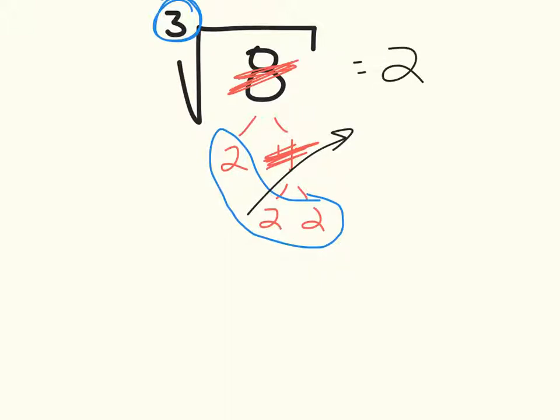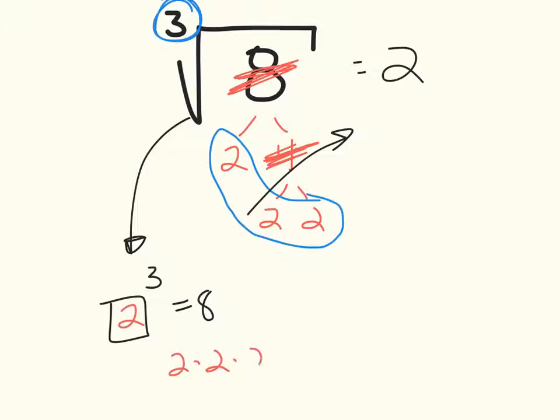Is there a way to check that answer? Sure. This root also says that there's a number, the power of 3 of that number equals 8. So I can check to see if 2 works. 2 times 2 times 2. Let's see, 2 times 2 is 4. 4 times 2 is 8. Yep, this is the correct answer.